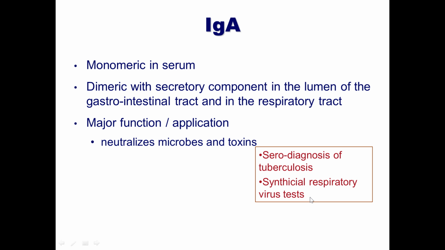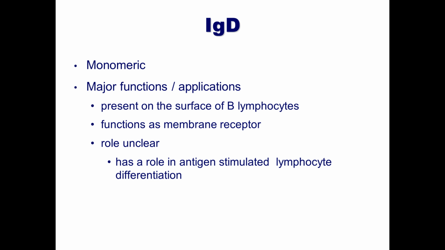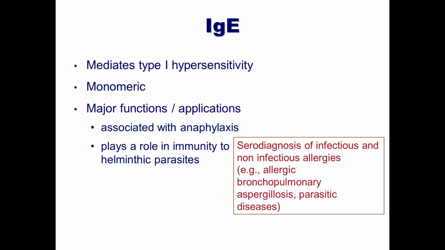Synthetic respiratory viral test. IgD. IgD is monomeric. Only IgM is pentameric, right? IgD is monomeric. Major function and application: it is present on the surface of B lymphocytes and functions as a membrane receptor. The main role of IgD is not clear. It has a role in antigen-stimulated lymphocyte differentiation, but the main role is still not clear.